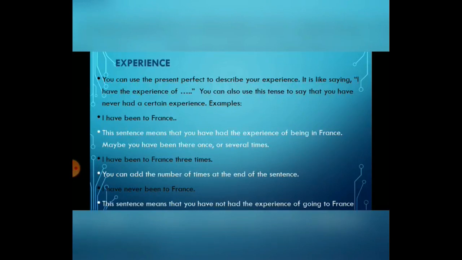First one is experience. You can use the present perfect tense to describe your experience. It is like saying, I have the experience of something. You can use this tense to say that you have never had a certain experience as well. Example: I have been to France. This sentence means that you have had the experience of being in France. Maybe you have been there once or several times. I have been to France 3 times. You can add the number of times at the end of the sentence. I have never been to France. This sentence means that you have not had the experience of going to France.